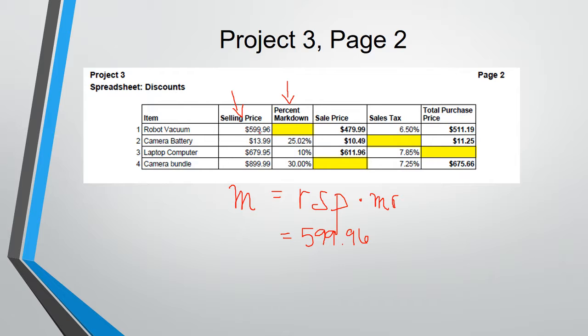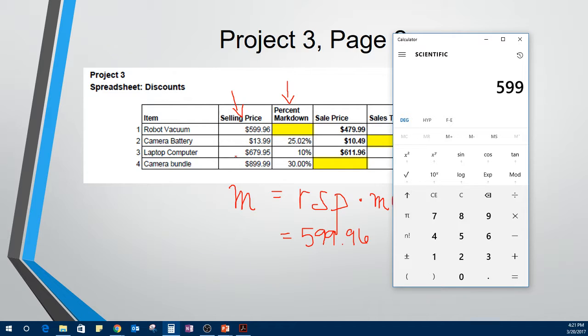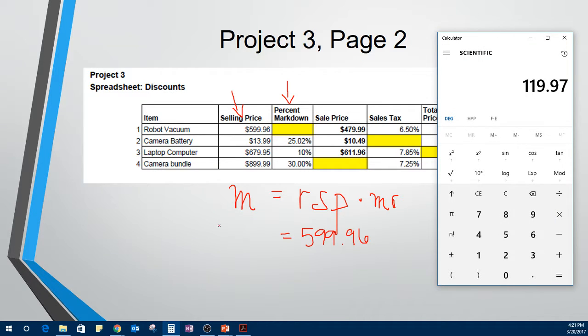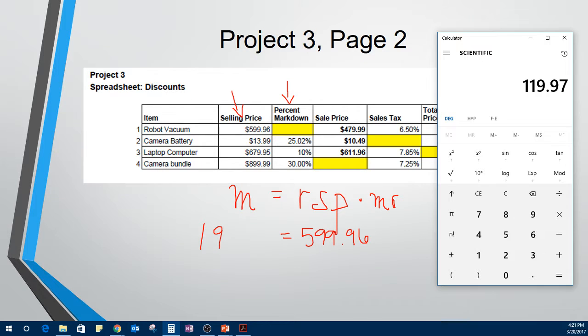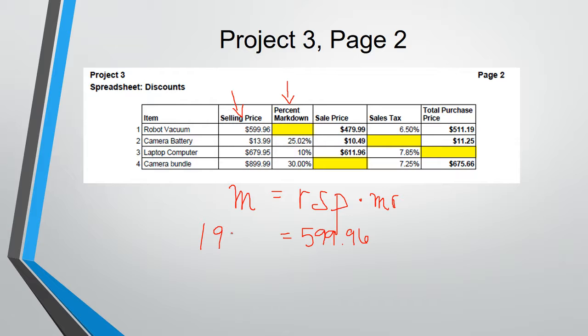So that means we get the regular selling price, $599 and 96 cents, minus $479.99, which is the sale price, giving us $119.97. So we're going to write that for the markdown, $119.97 times the markdown rate over here. So what we need to do is find the markdown rate by dividing both sides by $599.96.